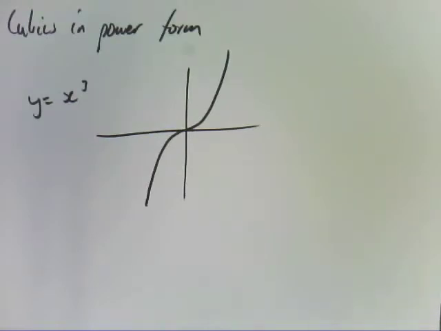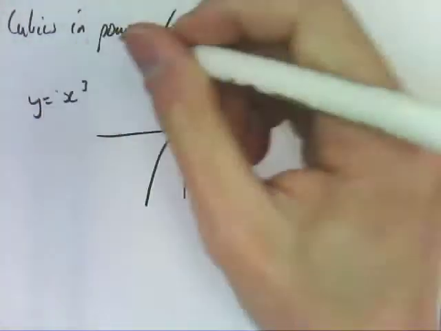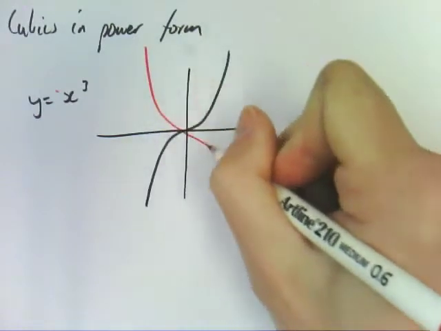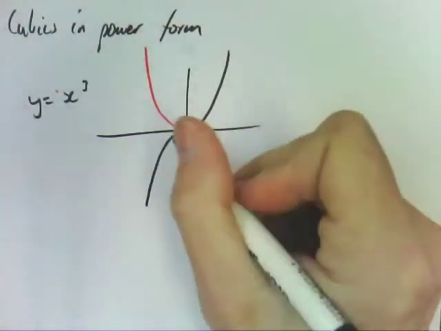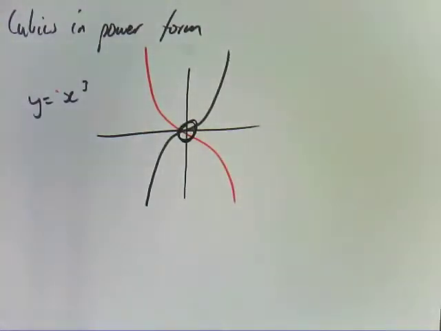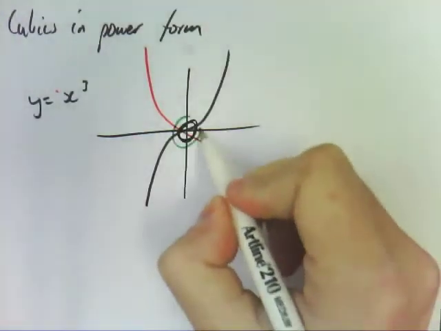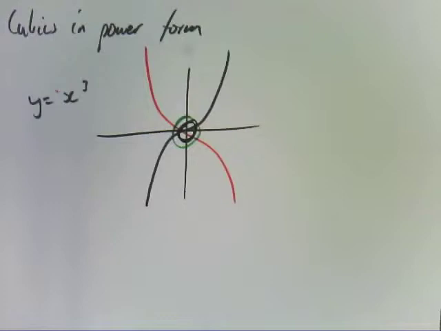If it's negative, it'll do this. If you look at that, and this is the way I look at it, and it may work for you, it may not, it's all centered around this point right here. I probably should have done that in a different color. It's all centered around the origin. So these cubic graphs in power form are centered around the origin.